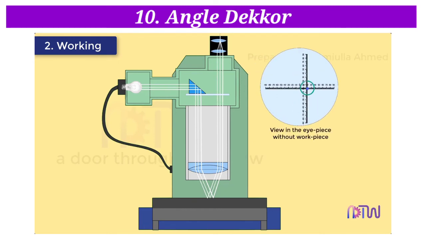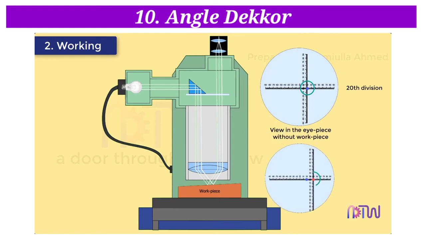We can see that the vertical scale intersects at the 20th division. Now the object is placed on the base and again we observe in the eyepiece. We can see that the vertical scale is shifted towards the left and it is intersecting at the 40th division. Therefore the angular deviation is equal to 40 minus 20, which is equal to 20 minutes.